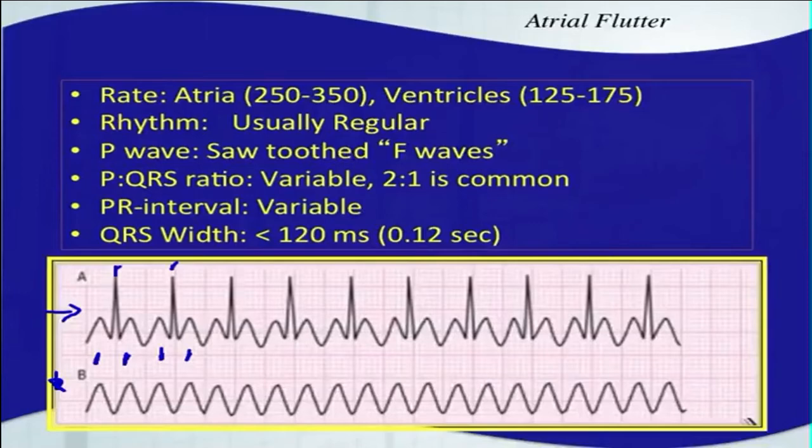The PR interval is variable, and the QRS width is less than 120 milliseconds usually. Now, with atrial flutter, the ventricular rate, the heart rate, is going to depend on that ratio we talked about. Whatever your atria are depolarizing at, for instance, if these atria are depolarizing at 300 times per minute, which is very common, since this is a 2-to-1 flutter, the heart rate would be exactly half of that atrial rate. So if the atria are depolarizing at 300 times per minute, then the heart rate for a 2-to-1 flutter would be 150 beats per minute.